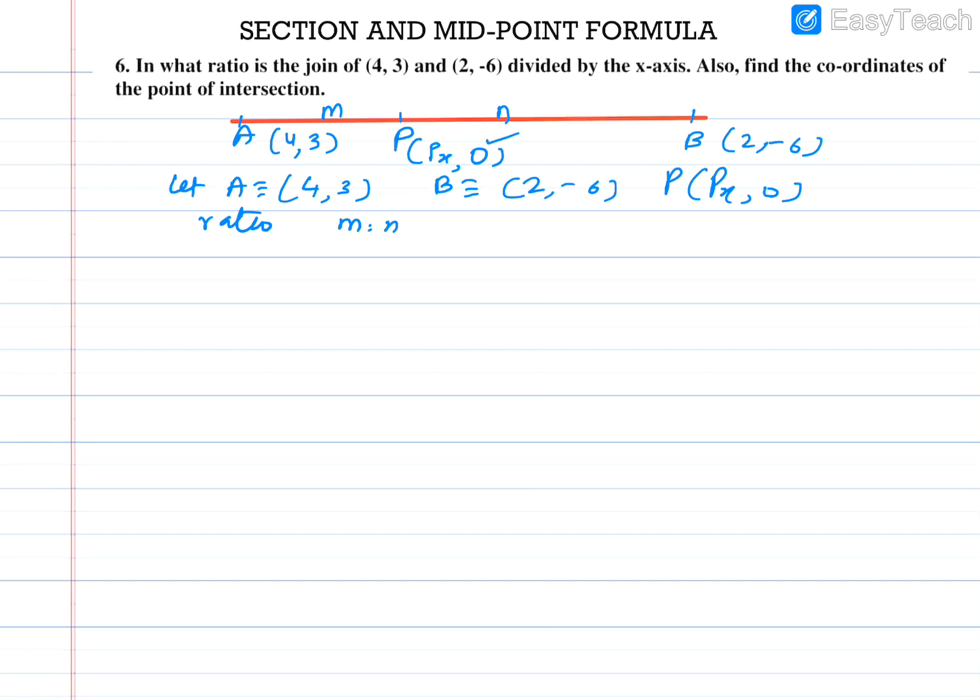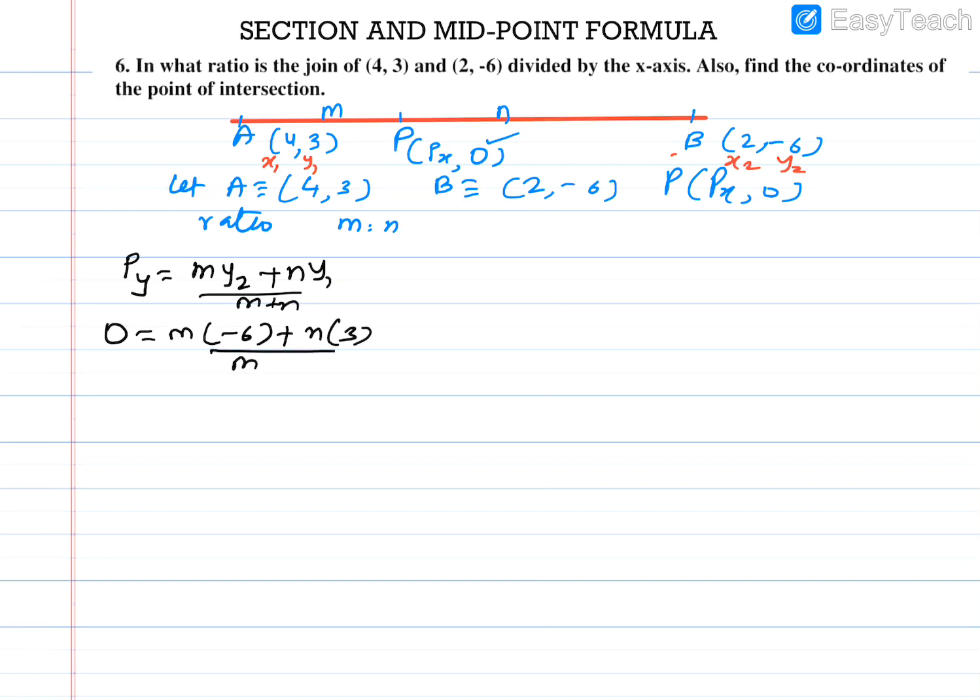Now we all know the formula. I have written the formula so many times. So I will write the formula now. Py will be equal to (m y2 plus n y1) upon (m plus n). This is the section formula. Py is 0, m is unknown. I will write with the red pen x1, y1, and this is x2, y2. So I will write m into y2. So y2 is minus 6, plus n into y1, n into 3, upon m plus n.